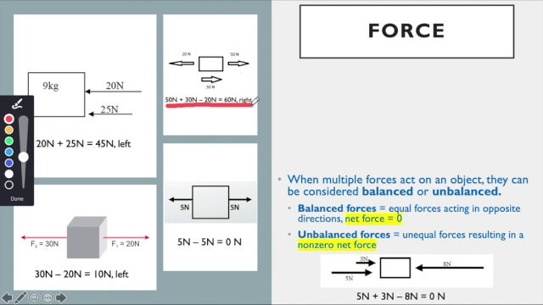Similar scenario here, right, where we have multiple forces acting on the box. When we work out the calculations, 50 plus 30 minus 20, because the 20 is going in the opposite direction, we have a net force of 60 newtons going to the right, and that's the direction in which the box will move.